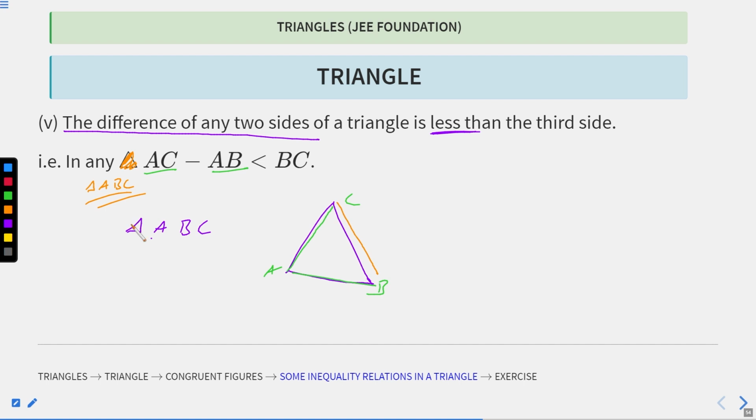I hope you understood all these inequalities, all of the exercises and examples and their approaches, and how we used the previous theorem and connected our theory to question solving. I hope you understood them very well.